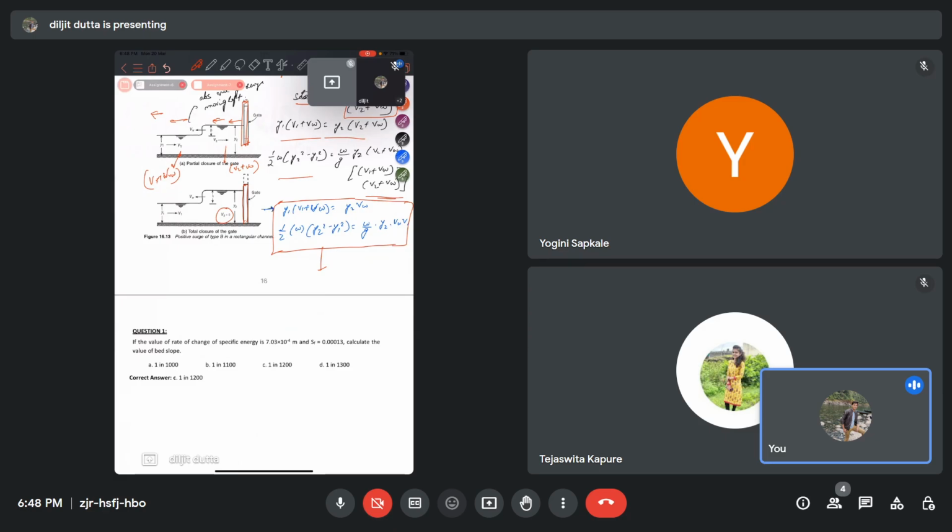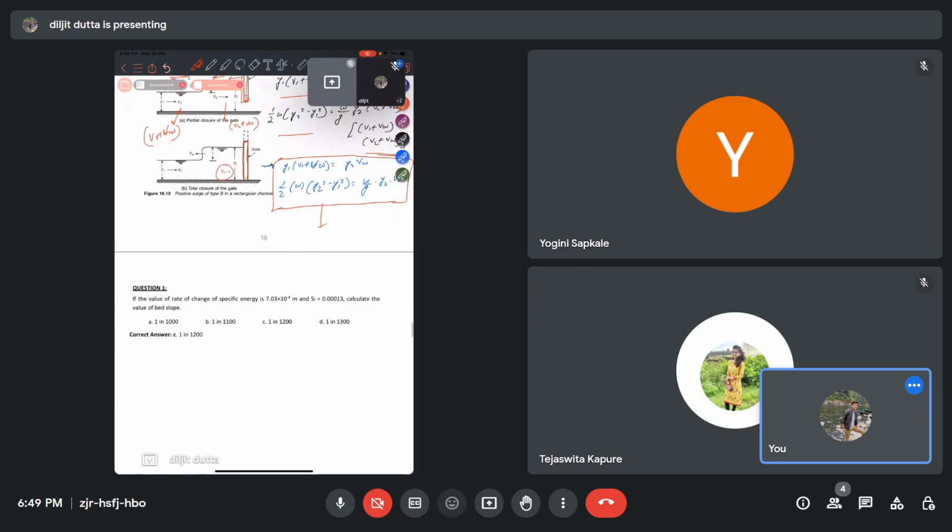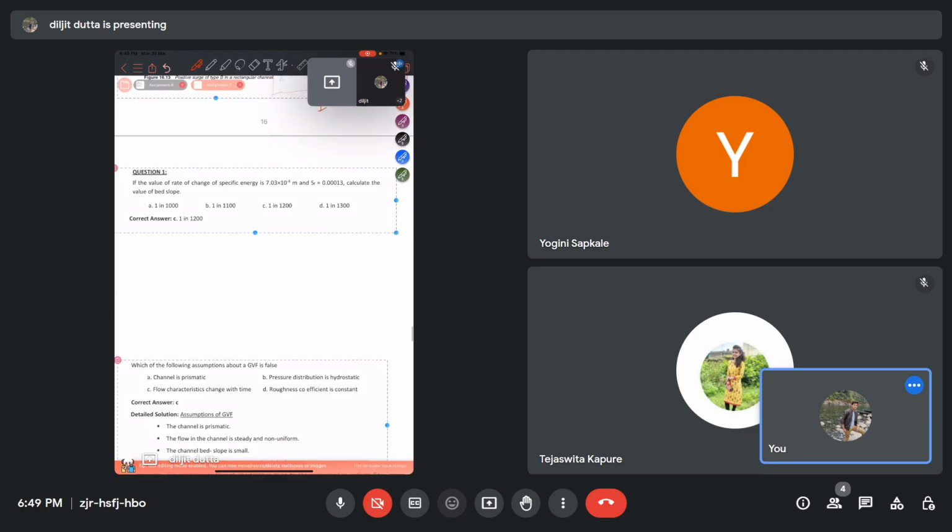So we have seen the basic concepts that are involved here. Now we will solve one or a few questions related to these concepts. So the first question: if the rate of change of specific energy is 7 into 10 to the power of minus 4 and Sf equals 0.0013, calculate the value of S naught.